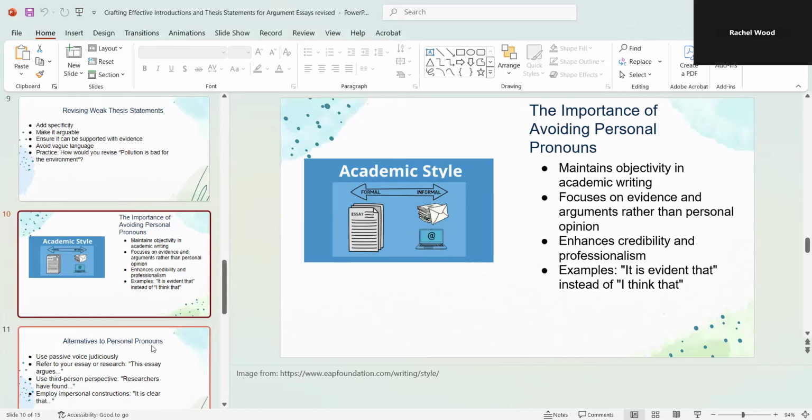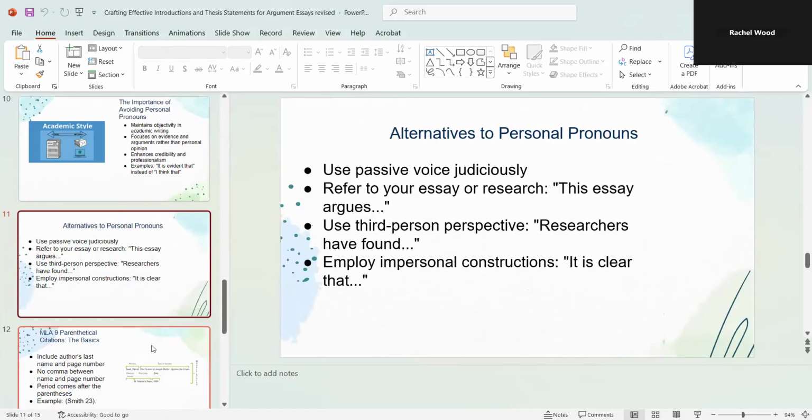Okay, that being said, alternatives to personal pronouns, you want to use passive voice judiciously. That means, obviously, you don't want to use it very often. Early on in the course, we did a lesson on active and passive voice, and it's critically important that you make sure that your essay is written in active voice rather than passive voice. You want to refer to your research. You need to pull a source from the library. That was last week's lesson.